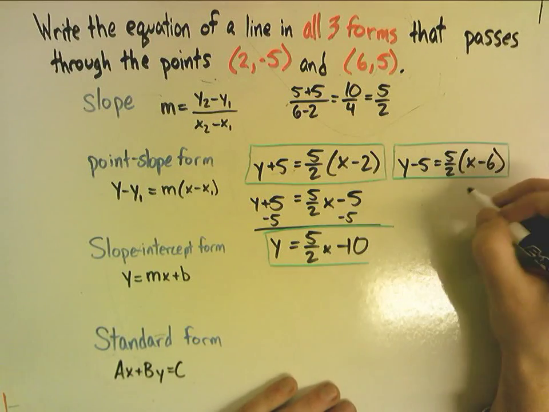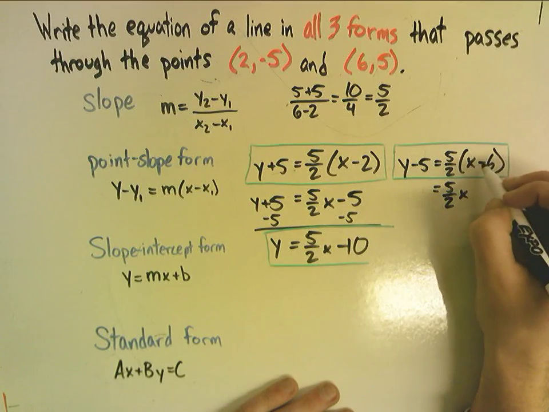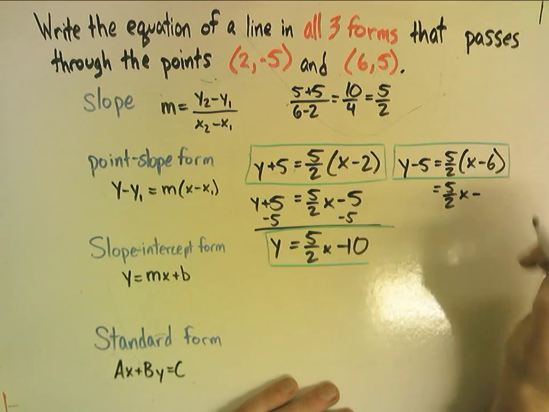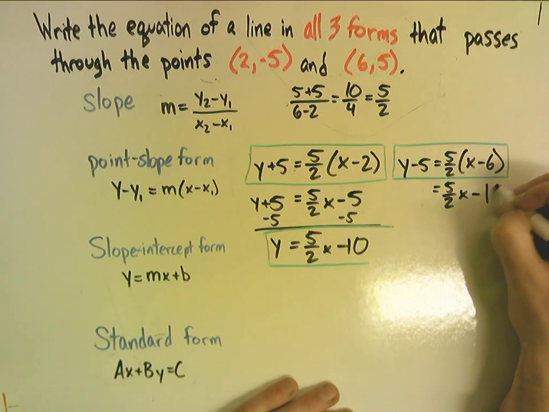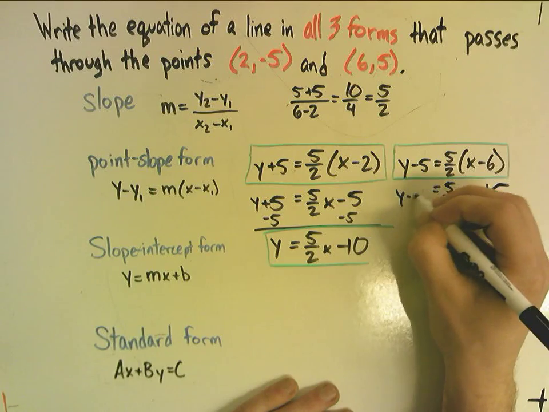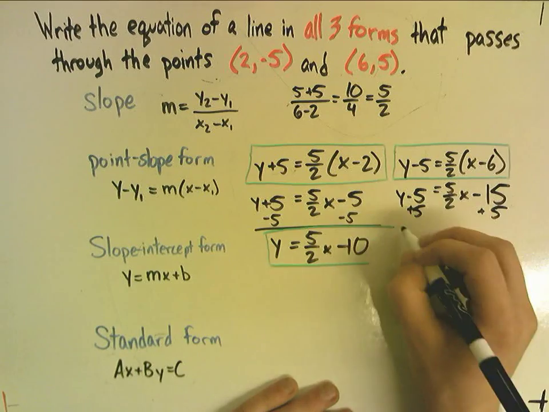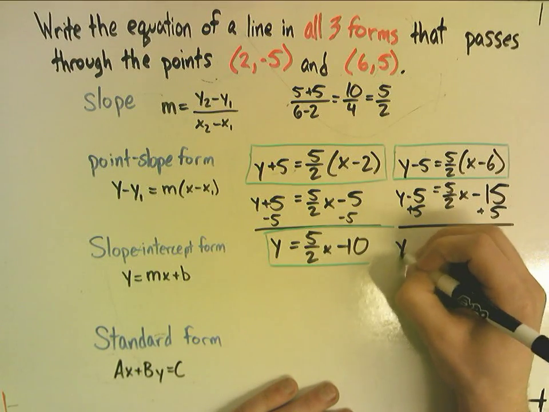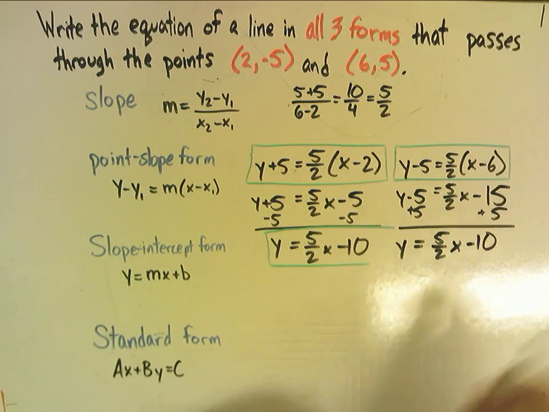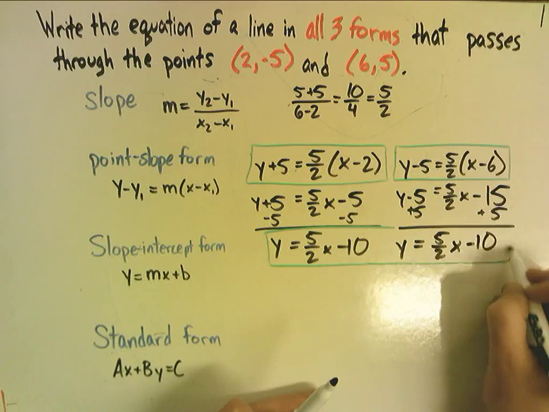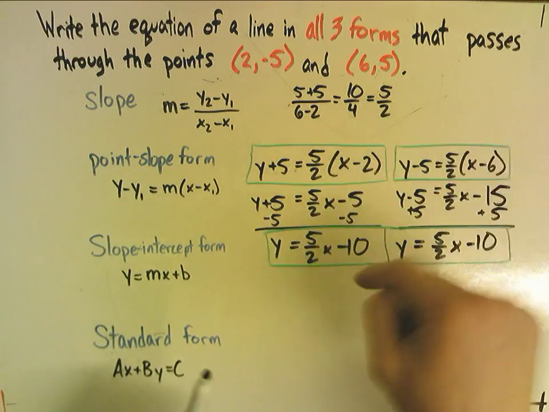We could do it on this side as well. We want to distribute first, so we have 5 halves x, and this would end up being negative, positive times negative, and then 5 times 6 is 30 over 2, or it can be simplified to negative 15. y minus 5, and then we want to go ahead and add 5. So this simplifies to y equals 5 halves x minus 10 as well. So notice how these are both the same answer. Either of these using point slope form will get you to the same answer.